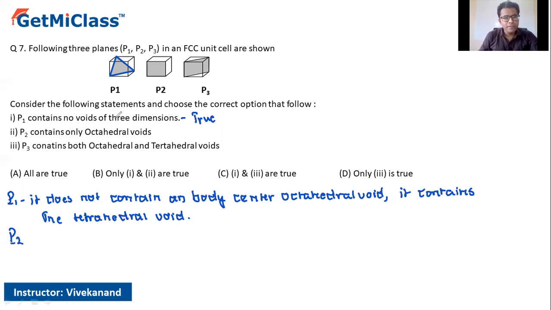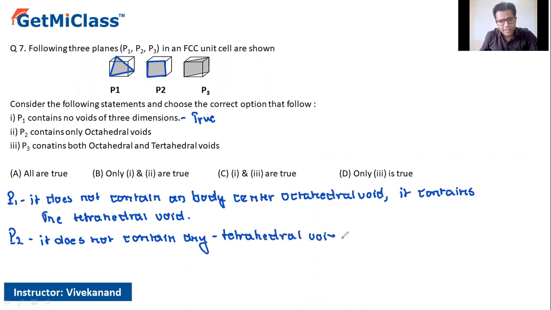In the condition number P2, what we see is a plane which is going to cover the face of the cube. So when it is covering the face of the cube, in this particular scenario it does not contain any tetrahedral voids.